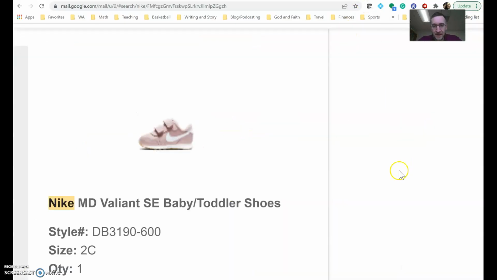Oh, forgot. Check these out. Look how cute those things are. Come on now. The Nike Valiant Velcros, the pink. Let's get it. All right. Have a great day.